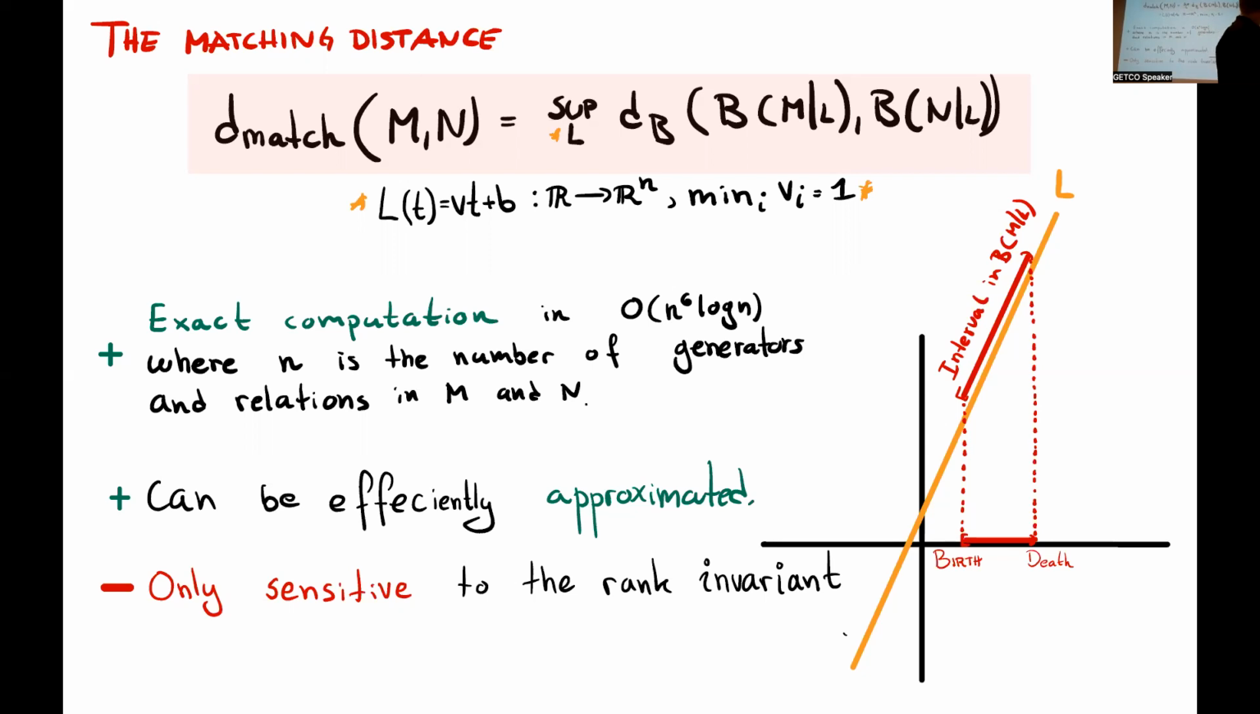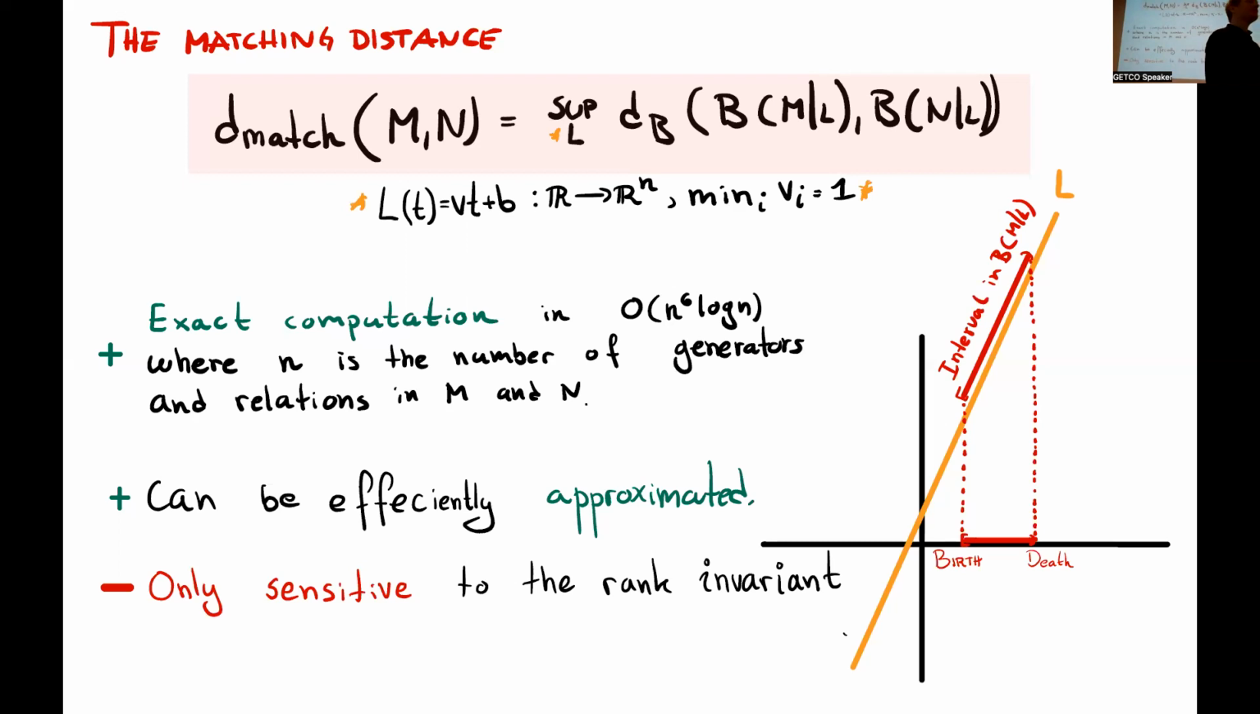What this means in the 2D case is that if a line has a slope greater than 45 degrees, then we can think of each bar as being projected down onto the horizontal line. So if it's near vertical, you have to be very, very persistent in order to have a long bar. Now you take all your lines, take the restrictions of M and N to those lines, compute the barcodes, take the bottleneck distance, and take the supremum of that over all possible lines. That's the matching distance. And it's quite interesting that you can compute this exactly in n to the power of 6 log n, where n is the number of generators and relations of M.